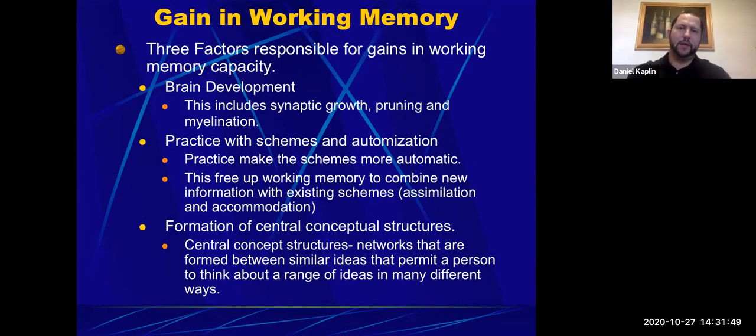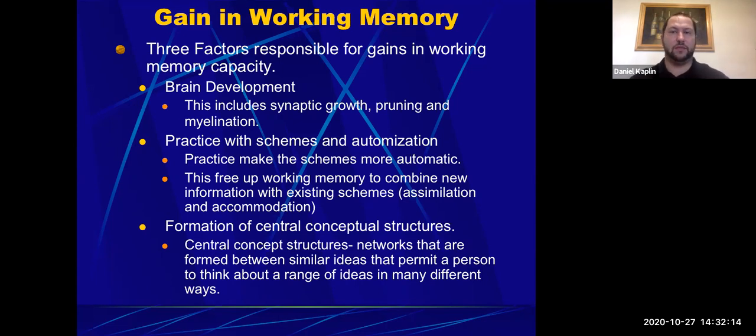All right. So when we talk about gains in working memory, there are 3 factors responsible for increasing working memory. So we talked about brain development already. So synaptic growth, pruning, myelination. So neural connections, that's one element.